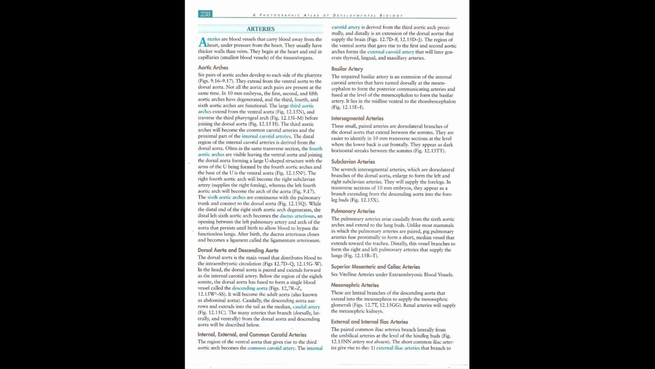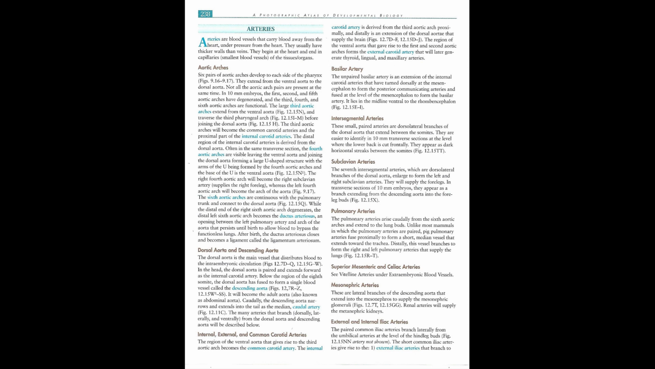It will become the adult aorta, also known as the abdominal aorta. Caudally, the descending aorta extends into the tail as the median caudal artery, Fig 12.11c. The many arteries that branch dorsally, laterally, and ventrally from the dorsal aorta and descending aorta will be described below.